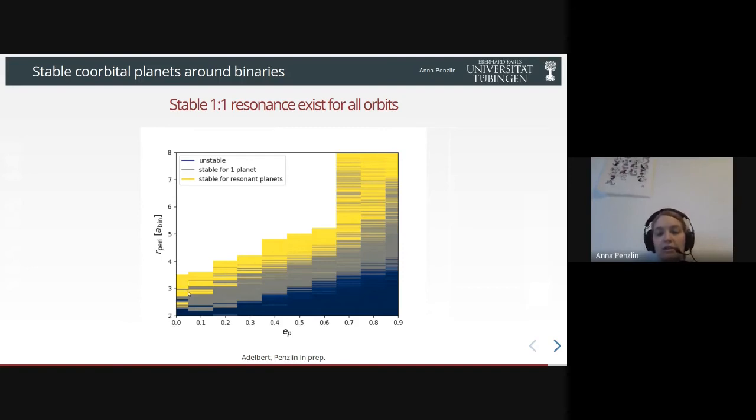And this is now the interesting part: you can find, even for very high eccentricities, still one-to-one resonant orbits, and they even get close to the binary at pericenter. So even very eccentric planets that are both on the same orbit could have a stable orbit around a binary, which is now something that we are about to publish, hopefully soon.